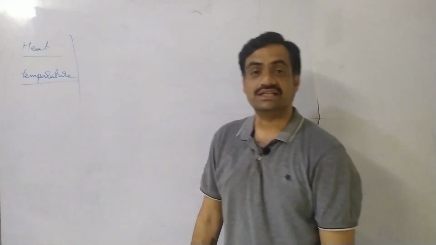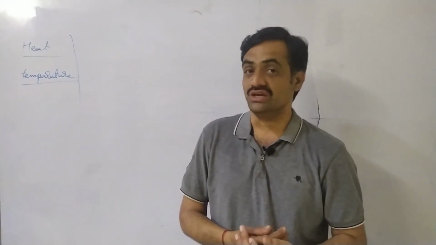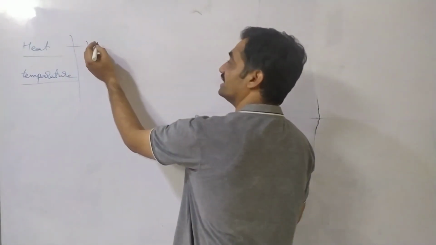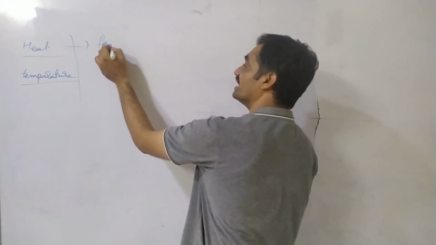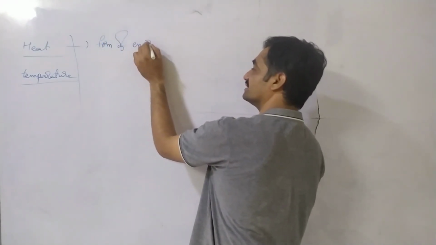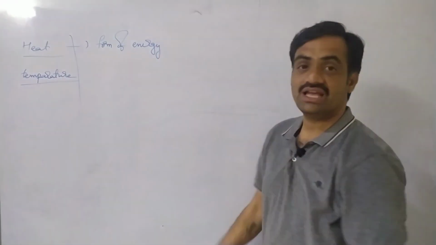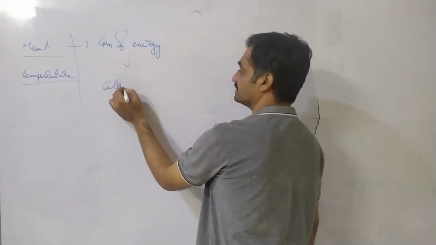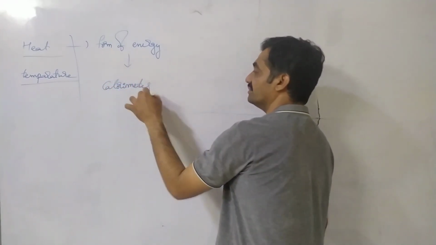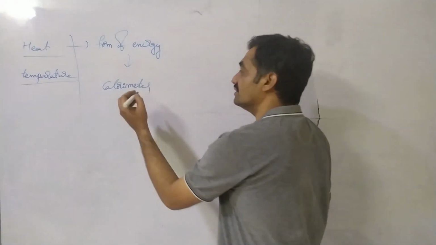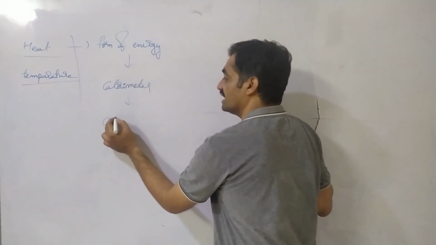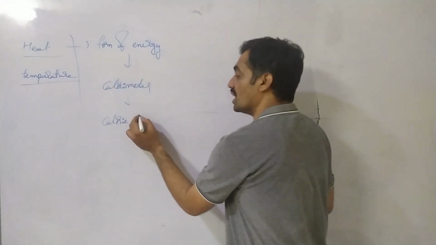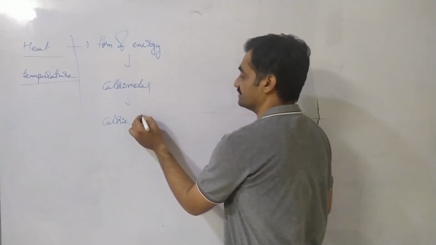Coming to the case of heat: heat is nothing but a form of energy which represents the sensation. So here we can represent that heat is a form of energy. And heat is measured using a calorimeter. The unit for heat is the calorie in the CGS system, as well as the joule in the SI system.